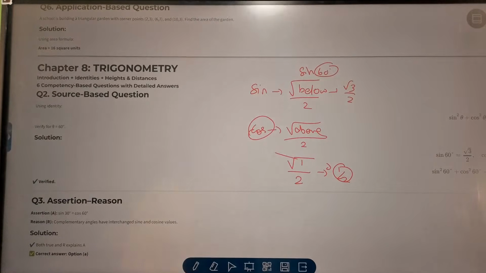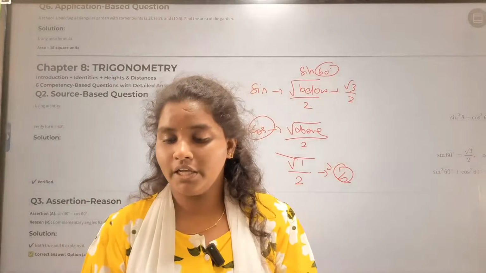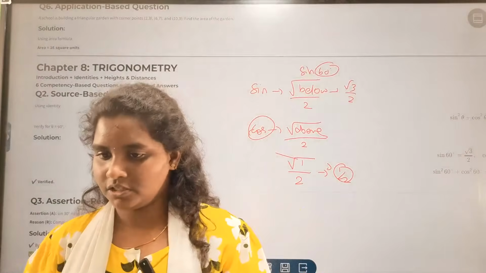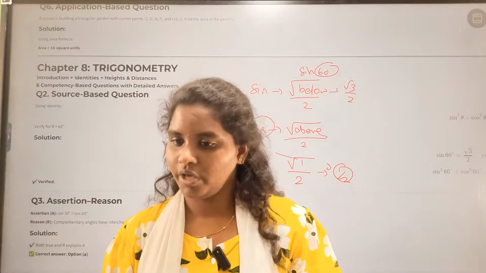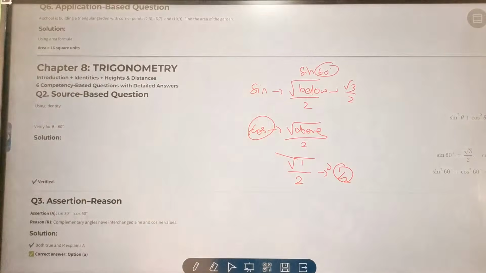Okay, so yes, Ragul, it's 0, 1, and that's only for 0 degree and 90 degree, right? So what about in between? Okay, so it's 1 by 2, right?